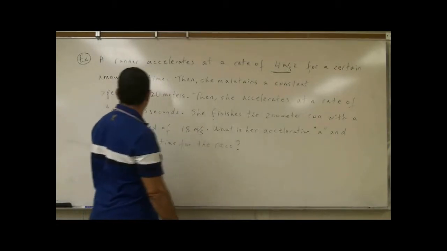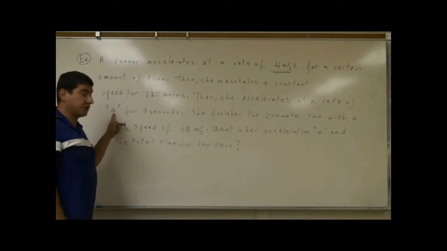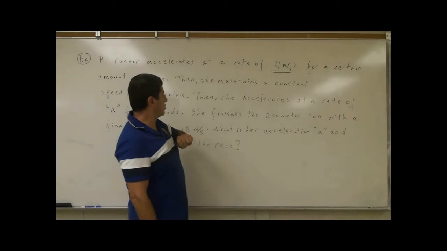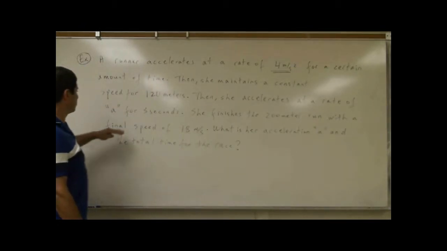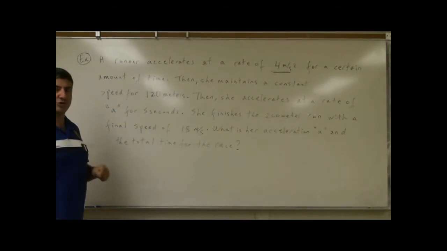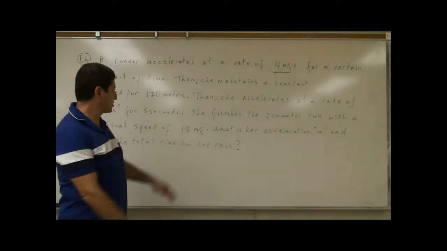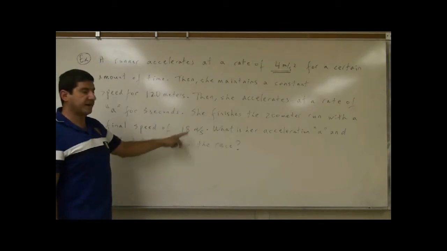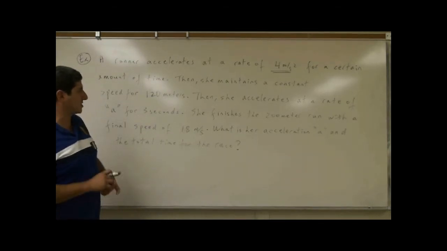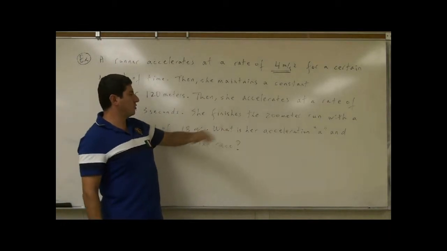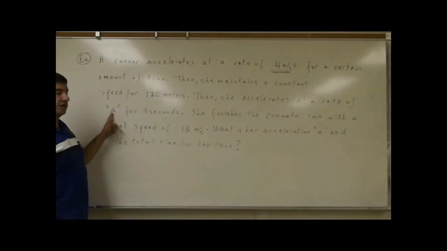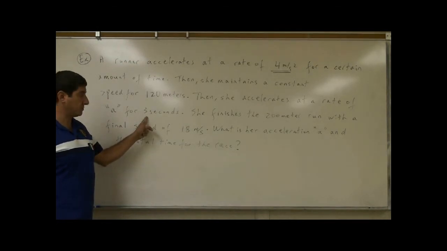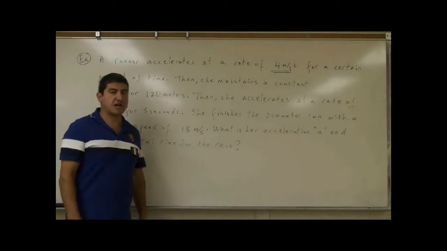Then she accelerates at a rate of a. We don't know the acceleration, but we know that the time is 3 seconds. Finally, she finishes the 200-meter run with a final speed of 18 meters per second. So that's the final push of the sprinter. She finishes, the total distance is 200 meters. Her final speed is 18 meters per second. The problem wants us to know what is her acceleration A, how fast did she accelerate during the final stage of the race, and what is the total time for the race.